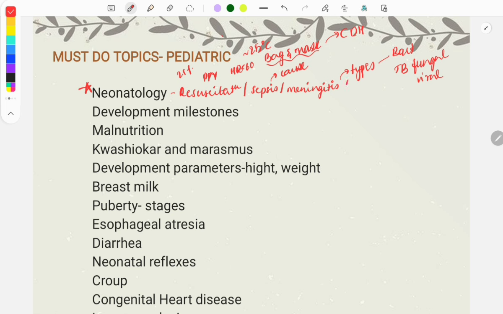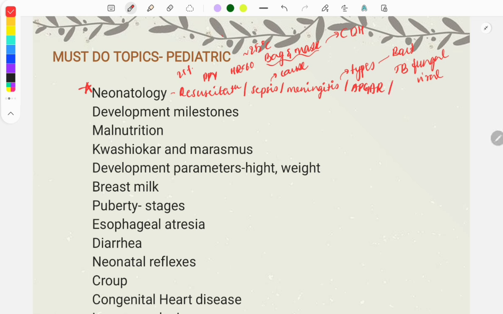So another important topic from neonatology is the APGAR score. So for the APGAR table, you need to remember all the points, actually learn by heart the whole table along with the features and the score, and which is the maximum, which is the minimum. So all these things related to the APGAR score you need to learn by heart.